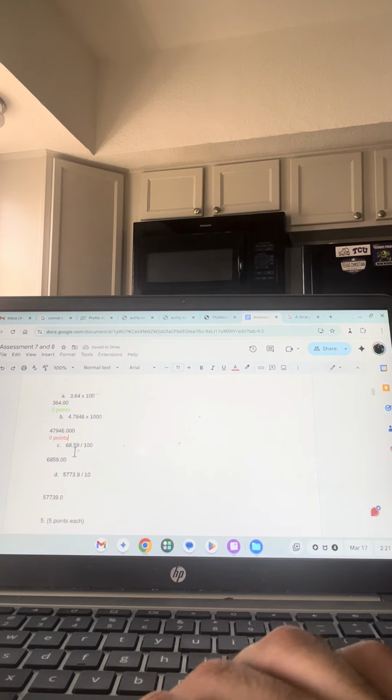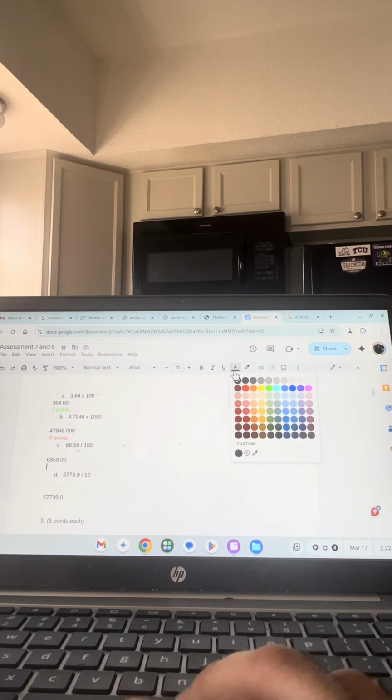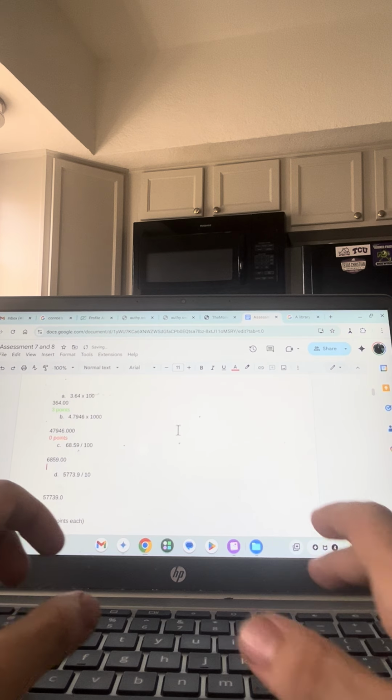68.59 divided by 100. Again, this time we're dividing by 100. We're not multiplying by 100. That means instead of moving it to the right, you're going to move it to the left since you're dividing. Because you're dividing, you have 2 zeros, you're going to move it 2 places to the left. It looks like you moved it 2 places to the right instead of 2 places to the left. So again, your decimal point is in the wrong place. So no credit for that one.